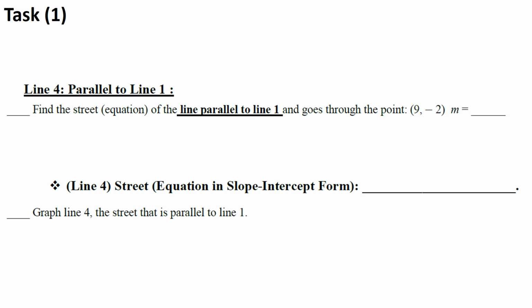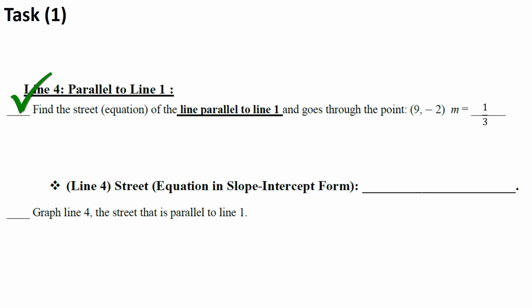All right, so in order to do that, we have to look at the slope of line 1 because parallel lines have the same slope. So if I have to create a line that's parallel to line 1, I have to look at the slope of line 1. Well, the slope of line 1 was 1/3.